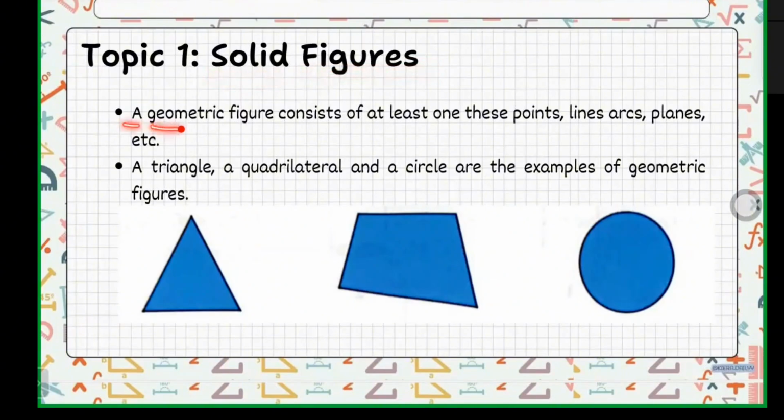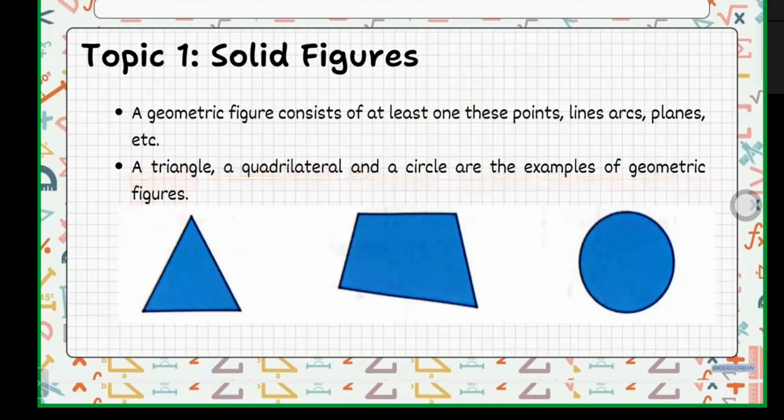A geometric figure consists of at least one of these: points, lines, arcs, planes, etc. A triangle, a quadrilateral, and a circle are examples of geometric figures.